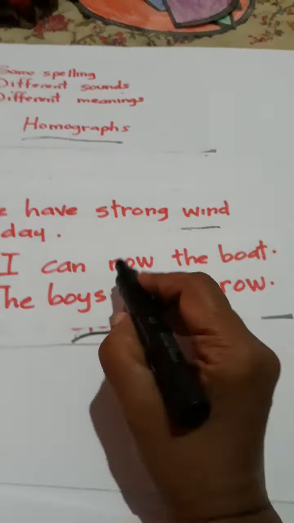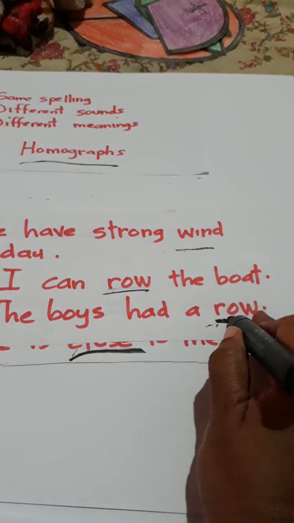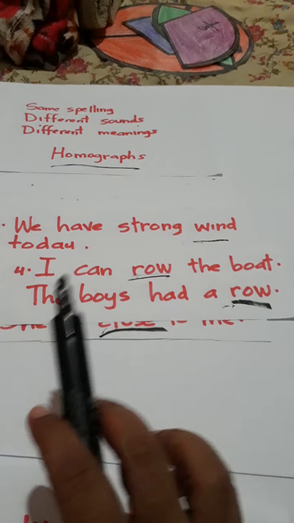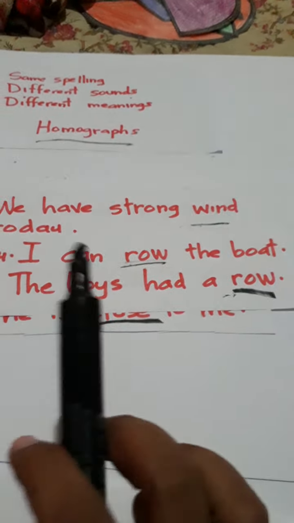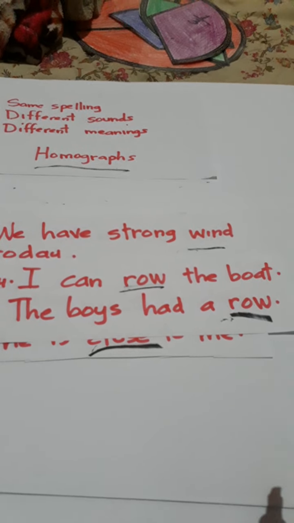We have ROW. You may know row as in a row. So let's read the sentences. I can row the boat. The boys had a row, meaning an argument. Again, you are seeing same spelling, different sounds, different meaning.